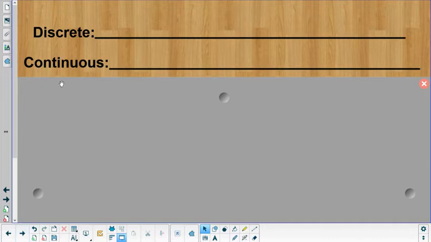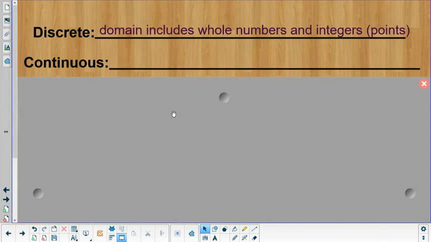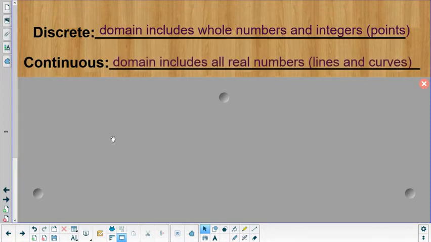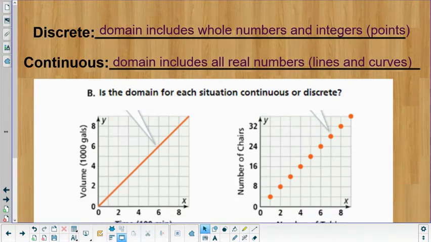Okay, discrete and continuous. Discrete data, the domain includes whole numbers and integers. They're individual points. Continuous data, the domain includes all real numbers, which are lines and curves. That includes everything in between, decimals and fractions included. So the way I like to think about this, and let me show you the 2 graphs. These are the graphs from the previous problem, our pool and our tables and chairs.